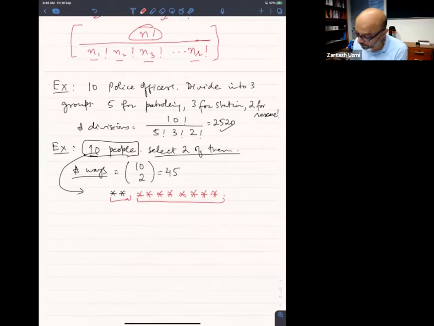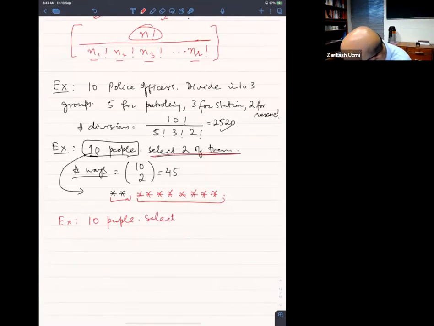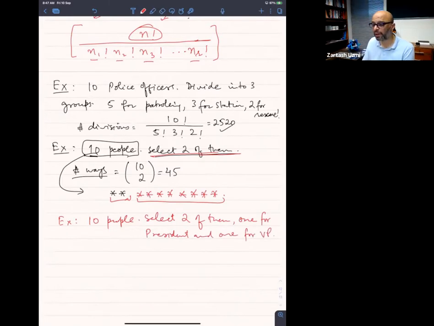Okay, now I'm going to modify this question a little bit and you will see कि आंसर कैसे चेंज होता है. ठीक है, लेट्स से यही 10 लोग हैं, 10 people, out of these 10 people, again select two of them, one for president and one for vice president. Okay. Now let's say if you have picked two people, Ahsan and Tariq.